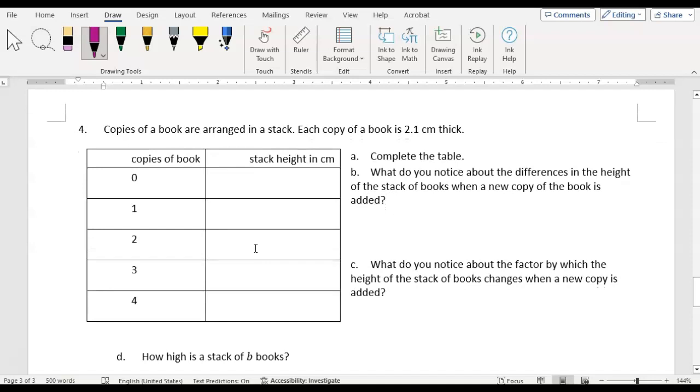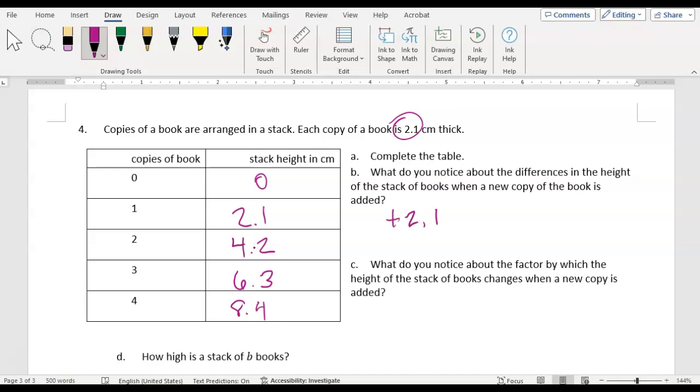Number 4, copies of a book are arranged in a stack. Each copy of a book is 2.1 centimeters thick. Complete the table. What do you notice about the differences in height of the stack of books when a new copy of the book is added? So when we have 0 copies of the book, then we have 0 height. 1 copy is 2.1. 2 copies, so we add another book on top of that, would be 4.2. Then we add another one, would be 6.3. Add another one, 8.4. So here the difference in the height is plus 2.1 each time.